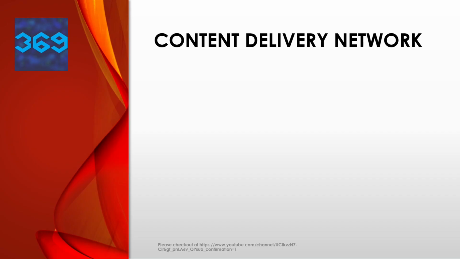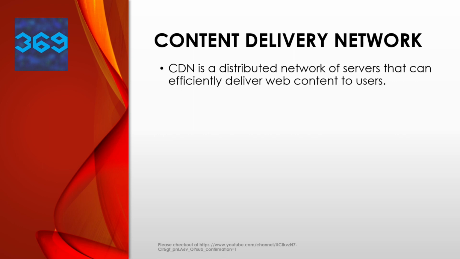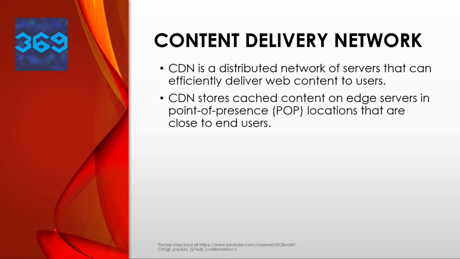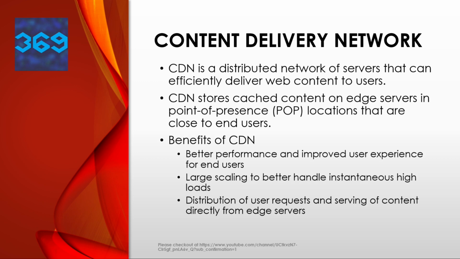So, one of the first components that is part of the application delivery service is content delivery network. A content delivery network is a distributed network of servers that can efficiently deliver web content to users. Content delivery network, or CDN in short. So CDN stores cached content on edge servers in point of presence locations that are close to end users to minimize latency. And these are the benefits of the content delivery network.